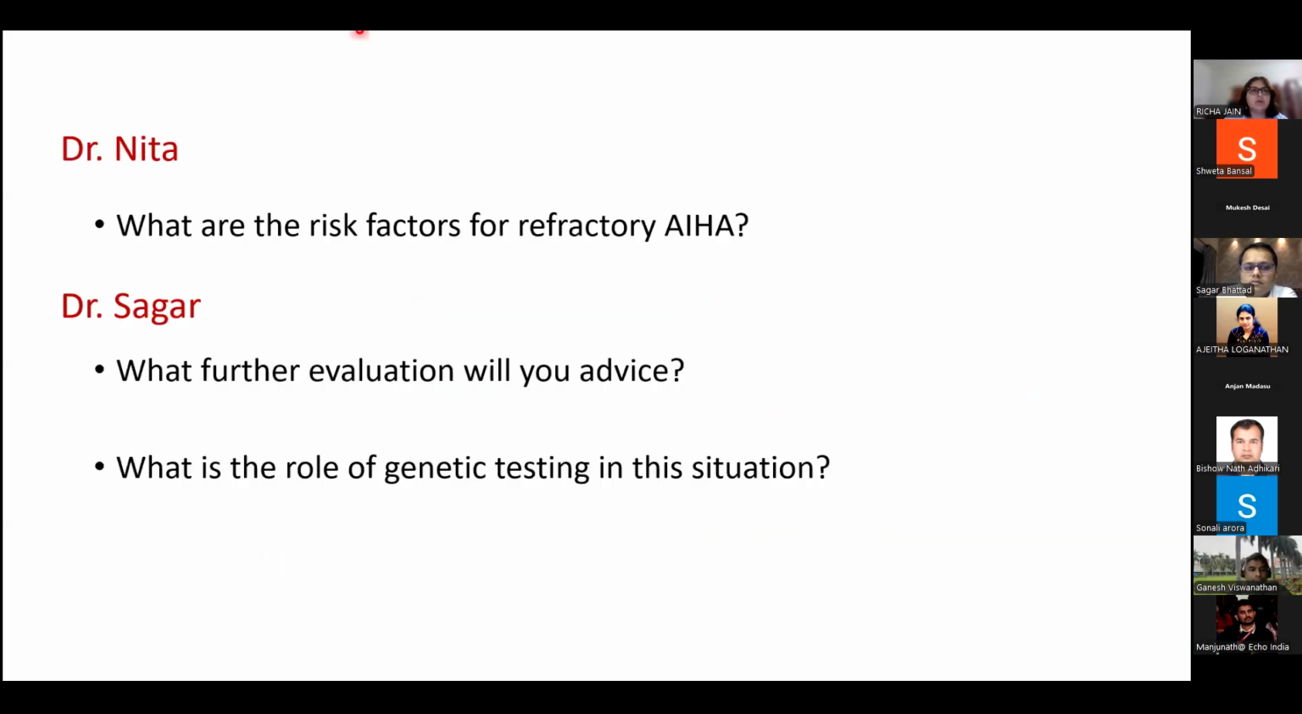So, Neeta, over to you again. What are the risk factors for refractory AIHA? Refractory AIHA, whenever it is in the extremes of the pediatric age group that we see, so infants as well as adolescents, there is a higher chance of having an underlying condition and having a refractory presentation, a refractory course.